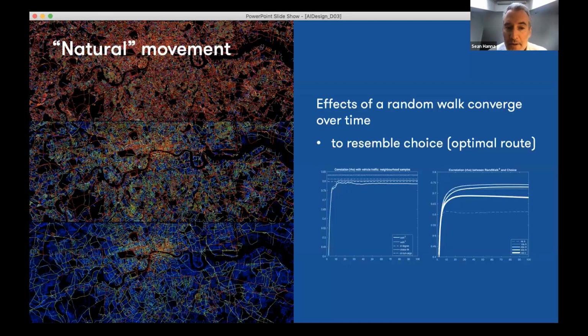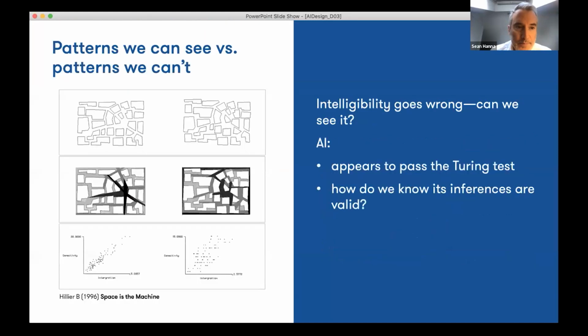Just a better illustration of that second one. Start off with, at the top, agents pretty much evenly dispersed all around, and then over, in this case, about 20 to 30 iterations of them moving from street to street, they congregate on those streets in which we actually find more people as well. So they resemble the optimal routes, but they have no idea about what those optimal routes actually are.